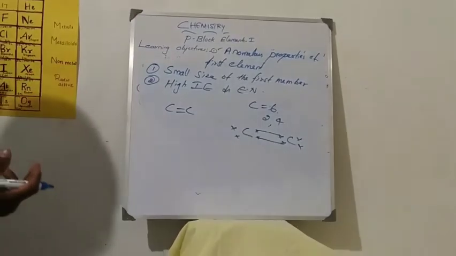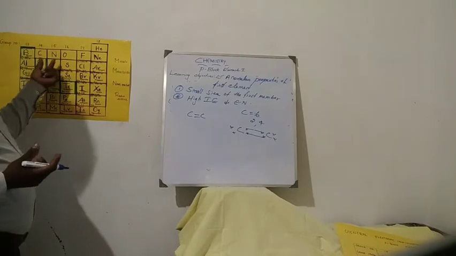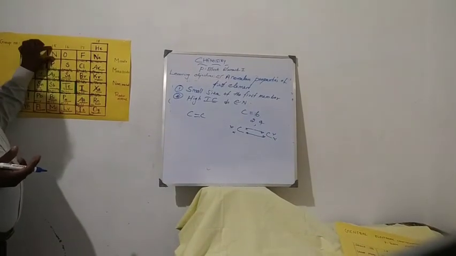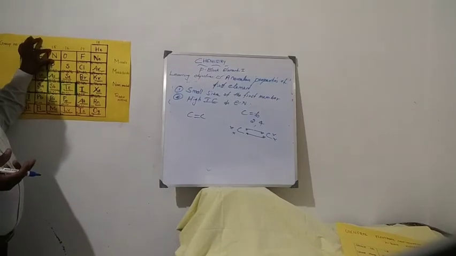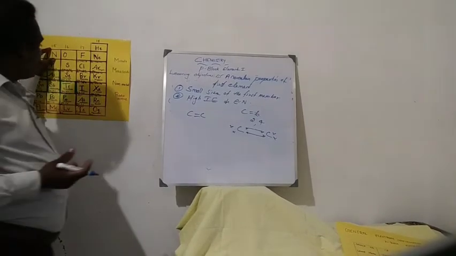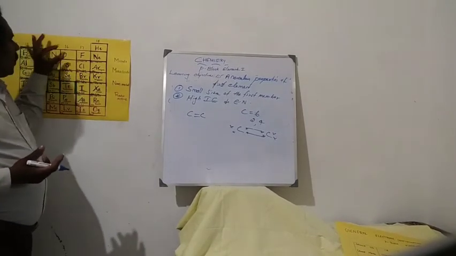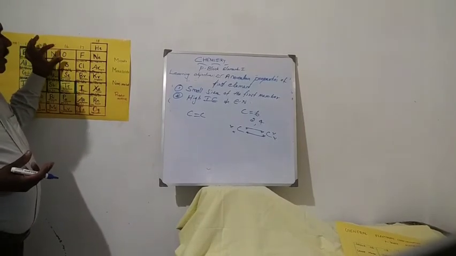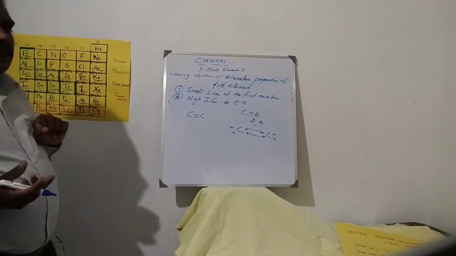Next, group number 15 and group number 16. In group 15, the first member is diatomic nitrogen gas. Group 16 is also like that: it is diatomic oxygen gas.